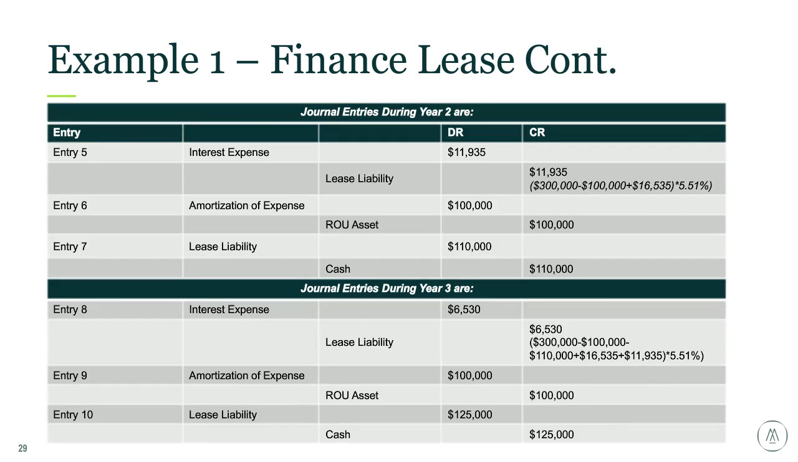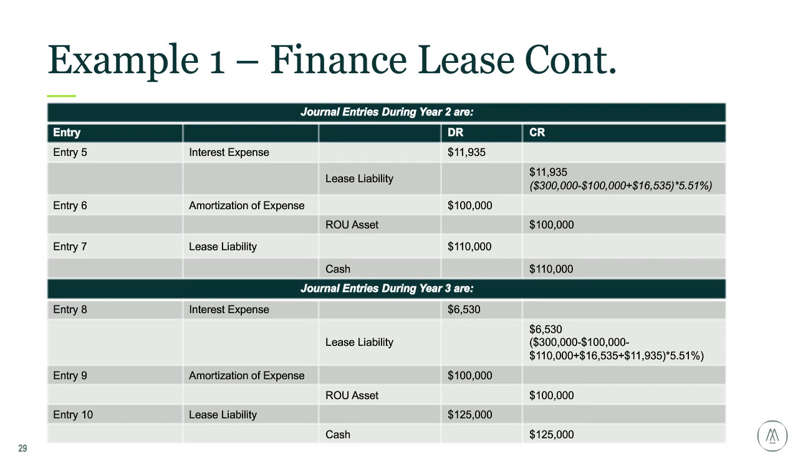Year 2 comes along, and we're going to do exactly the same procedure. We're going to record the interest expense. We're going to increase the liability for that year's interest. We're going to amortize the right-of-use asset, another $100,000, again, straight line basis, and then we're going to make the payment. So we're going to get rid of the cash, and we're going to reduce the liability for that component. And same thing for year 3.